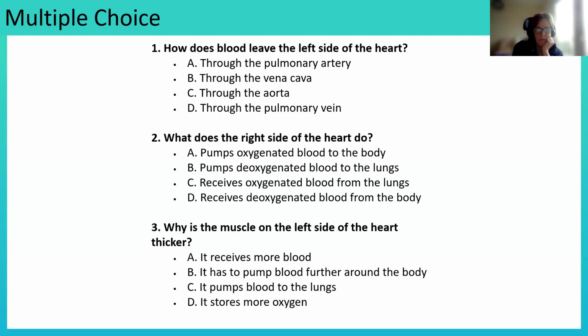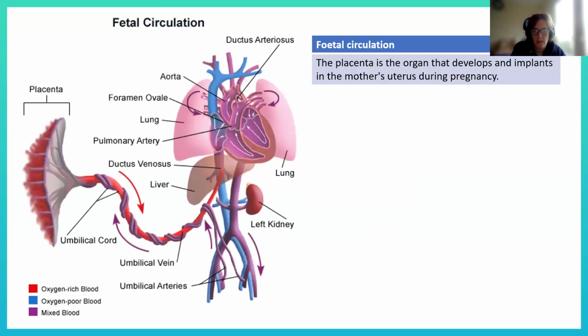Okay, I'll put those answers up then. So blood's leaving the left side of the heart through the aorta. And what does the right side do? Well, the right side is receiving the deoxygenated blood, so it takes it to the lungs. And the left side is much thicker because it has to pump blood further, all the way around the body, than just to the lungs. So 100% there for praise. Excellent. Really impressive, especially without the images.